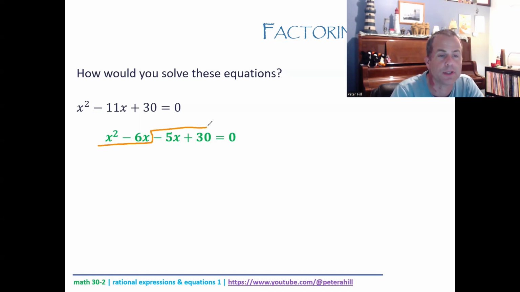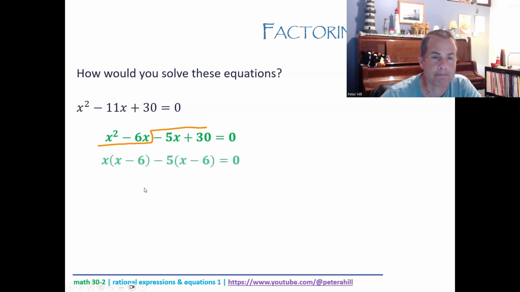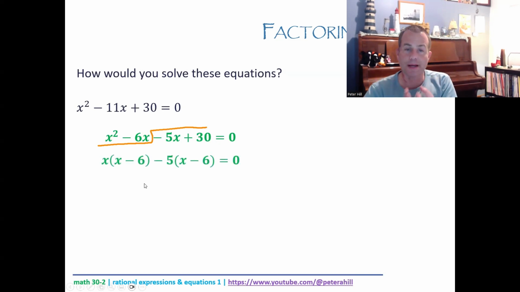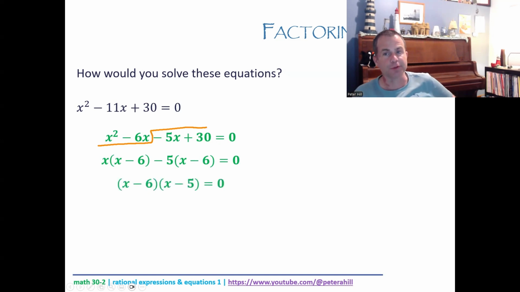What can I take out of an x squared minus 6x? I can take out an x and be left with x minus 6. What can I take out of a negative 5x and a 30? I could take out a negative 5 and be left with x minus 6. Pull my x minus 6's out to the front and be left with x minus 6 times x minus 5 equals 0. Now I have the zero product principle.